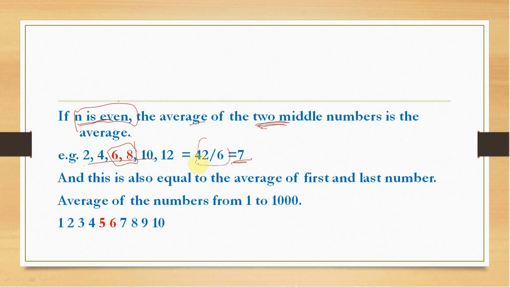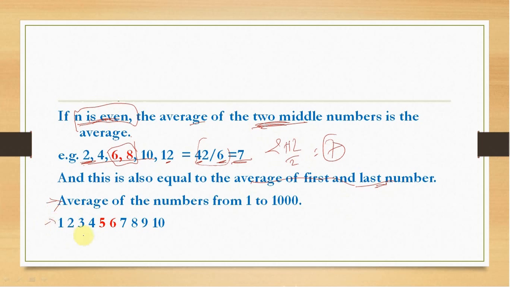The sum of the numbers is 42, the number of observations is 6, and the average is 7. This is also equal to the average of the first and last term, which is also 7. So in case the number of observations is even, the average will be equal to the average of the two middle numbers or the average of the first and last number. We can use this concept to calculate average in questions like this in the exam.